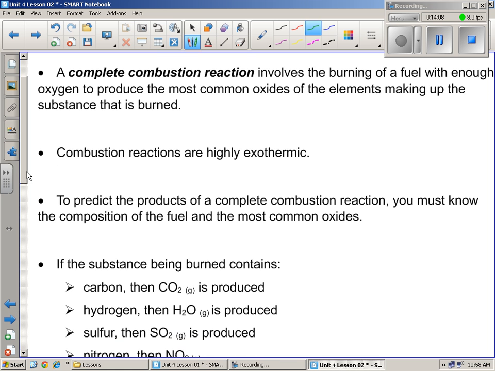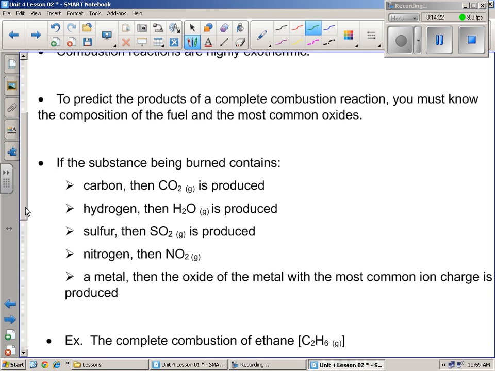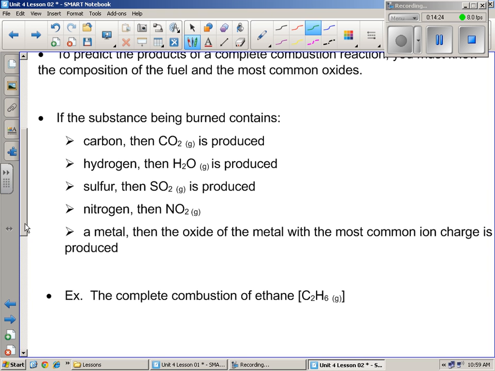First of all, a complete combustion reaction involves the burning of a fuel with enough oxygen to produce the most common oxides of the elements making up the substance that's burned. So, combustion reactions are highly exothermic. You get a lot of heat from them. To predict the products of complete combustion, you must know the composition of the fuel and the most common oxides.